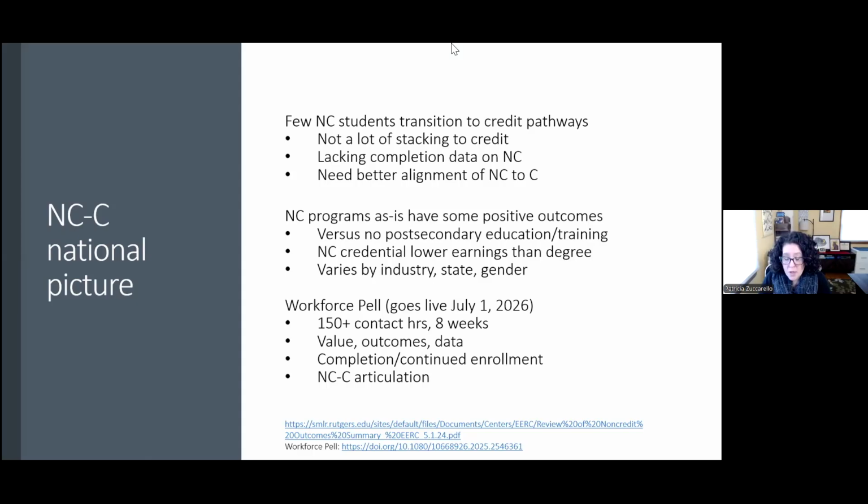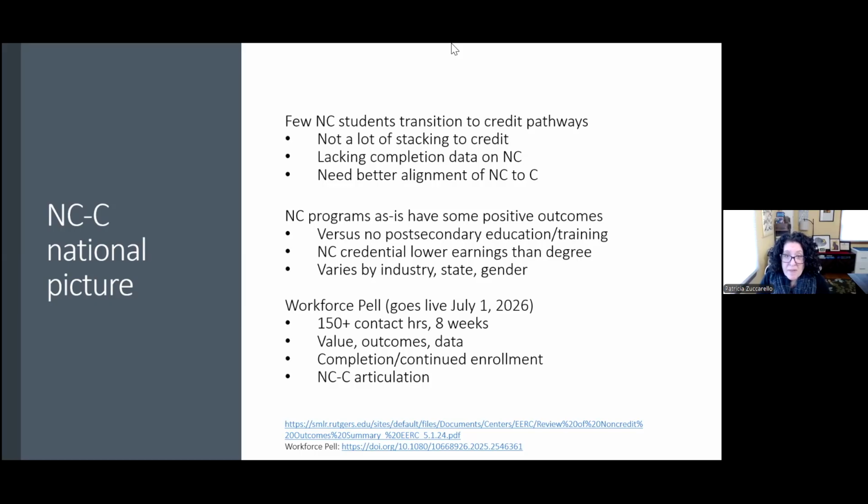What we noticed for sure is that when we look at non-credit programs and credentials versus folks who have no post-secondary education or training, we definitely see some earnings moving. We don't see it move as quickly as for earners that have degrees, but we do notice some variance there when we look at industries and states and then cull the data by gender.